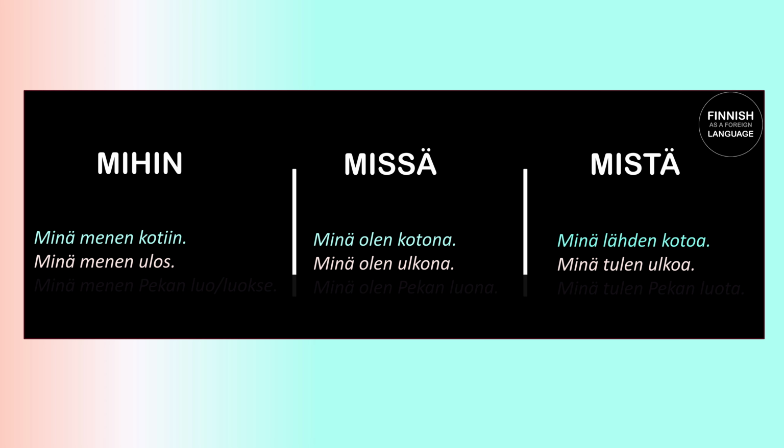Next one, I'm going out or I'm going outside is minä menen ulos. I'm outside is minä olen ulkona. And I'm coming from the outside is minä tulen ulkoa. Let's repeat. I'm going out or I'm going outside. Minä menen ulos. I'm outside. Minä olen ulkona. I'm coming from the outside. Minä tulen ulkoa.